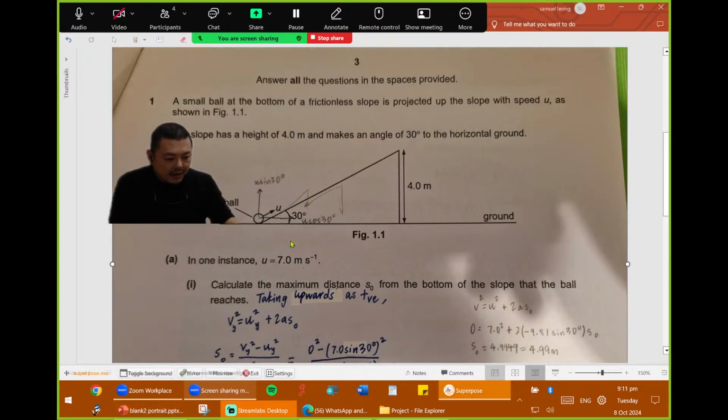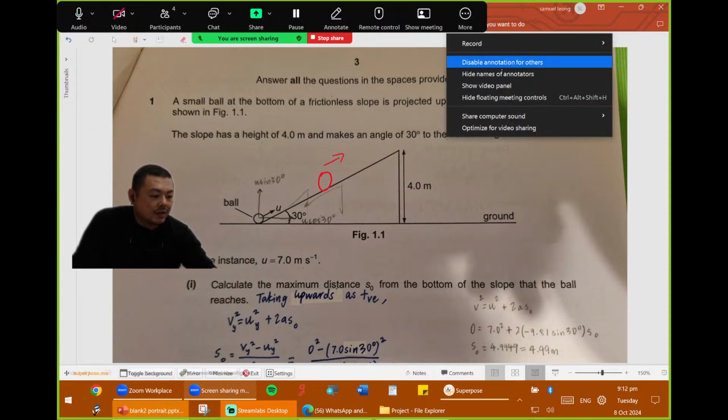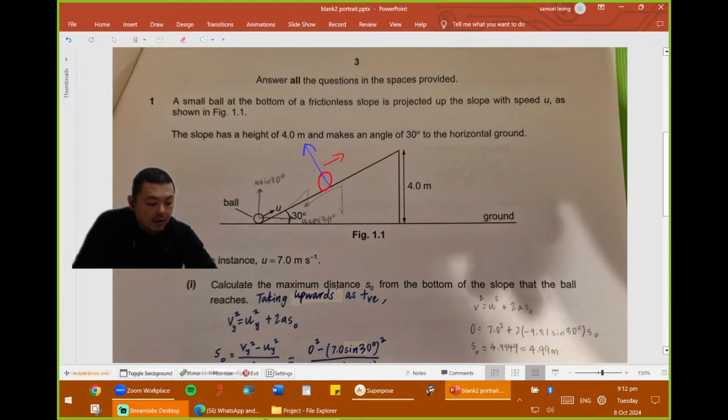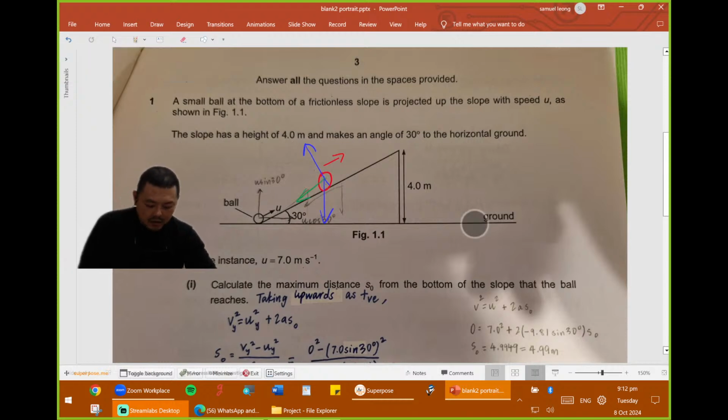So how does it work then? You've got an object going up the slope, right? What are the forces acting on it? Yeah, the normal contact force. And you have the weight of the object, correct? That's right. And what are you supposed to do? Resolve the weight.